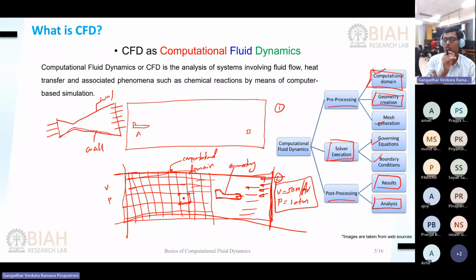Yes, sir. Because of the conservativeness property of the finite volume method, the finite volume method is more suitable for solving fluid flow problems, I can say.